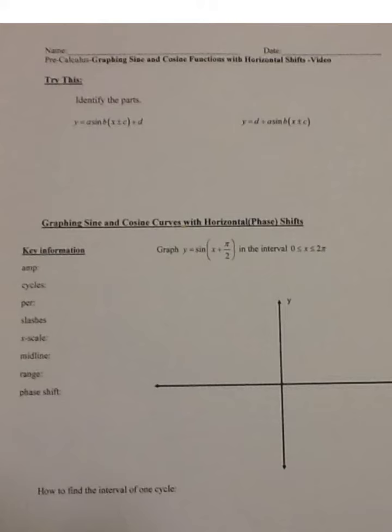So today what we're going to be working on is graphing sine and cosine functions with horizontal shifts. The try this says to identify the parts, and so you're identifying the parts of the sine function, whether it's sine or cosine. So put me on pause, identify the parts, and then come back and check your answers.